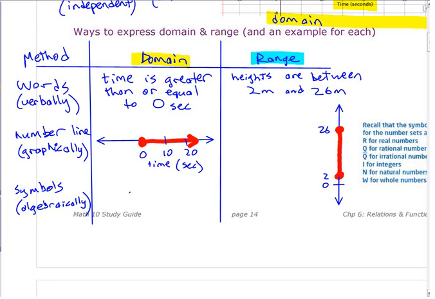This one you can say, if you're using t here for time, you can say time is greater than or equal to, what did we say it was greater than or equal to? Time's greater than or equal to what? 0. That's how you can say it. Okay? Time is greater than or equal to 0.